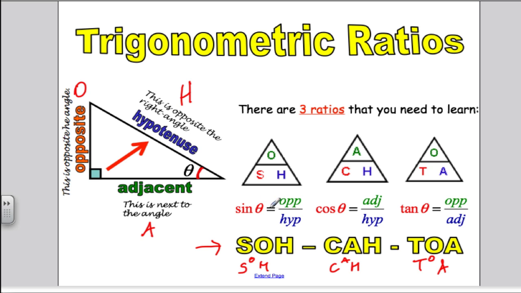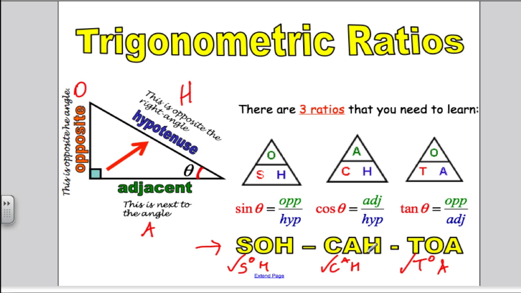Sine of the angle is equal to the opposite side divided by the hypotenuse. Cos of the angle is the adjacent side divided by the hypotenuse, and tan of the angle is the opposite divided by adjacent. These triangles just say that. Now, I'm going to show you exactly what they mean in questions, okay? But do bear in mind, you have to learn this, SOHCAHTOA.